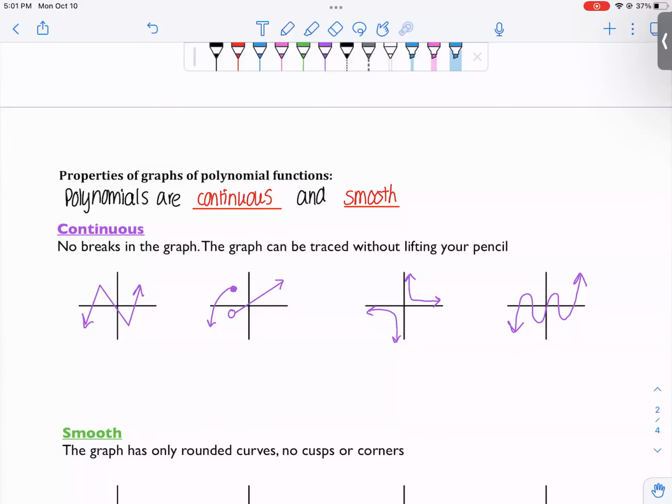All right, so let's look at these graphs that I've drawn. We want to be able to trace these graphs without lifting our pencil. If we have to lift our pencil to trace it, then they are not continuous. So looking right here, trace, trace, trace. I have not needed to lift my pencil. This guy is continuous.